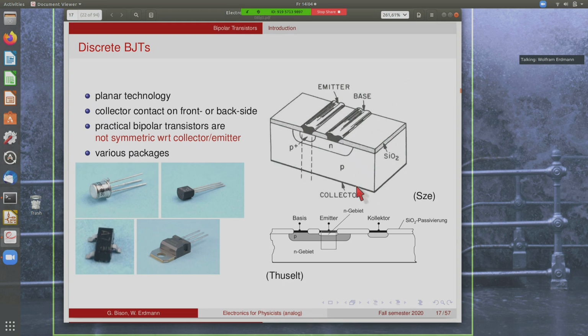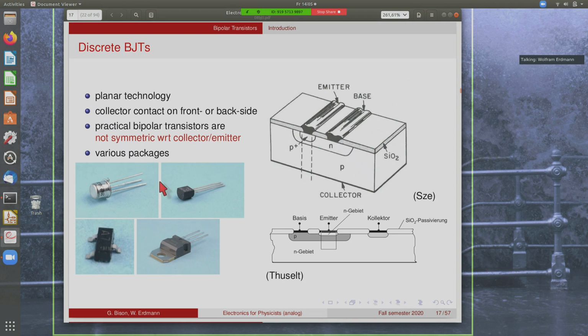Then in this case, the collector would be connected from the back side, but sometimes the connection can also be made on the side from the front side. What you see immediately is that these are geometrically not symmetric. So real transistors do not have the symmetry between collector and emitter that the drawings on the previous pages suggested, but they're physically very different, and that's why they work much better in one direction than in the other direction.